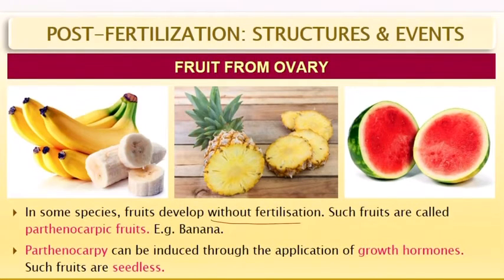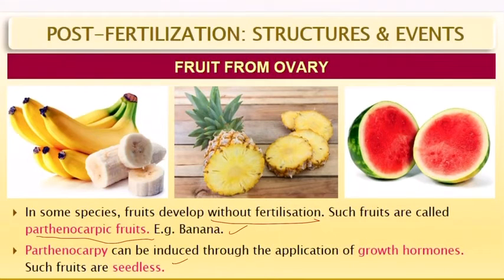In some species, fruits develop without fertilization. Look at that. Normally fertilization is a must, but such fruits which develop without fertilization, this is important, are called parthenocarpic fruits. Example, banana. So banana is a parthenocarpic fruit. Why is it so? It develops without fertilization.